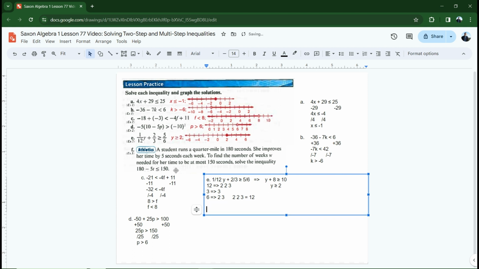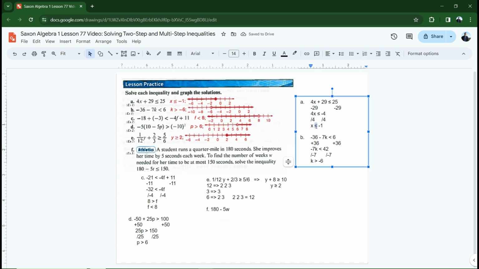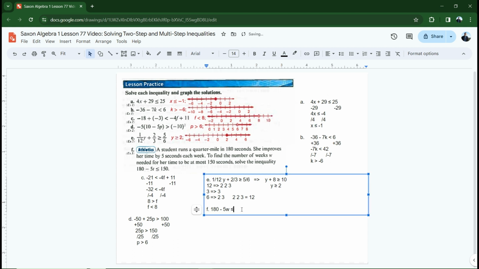Now, I realize there's a mistake in this problem. This should be 5w, so it's times the number of weeks. So here's what it should be. 180 minus 5w is less than or equal to 150. I think we need to figure out what number of weeks makes this true. First thing I'm going to do is subtract 180 from both sides. That's going to give me negative 5w is less than or equal to negative 30.